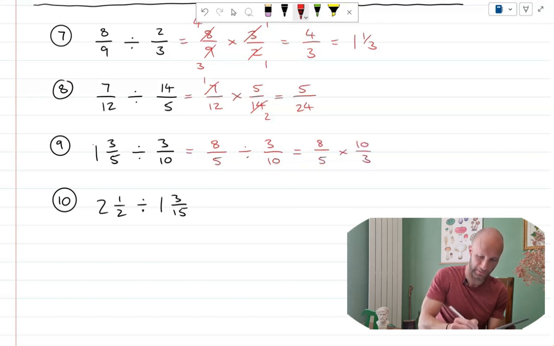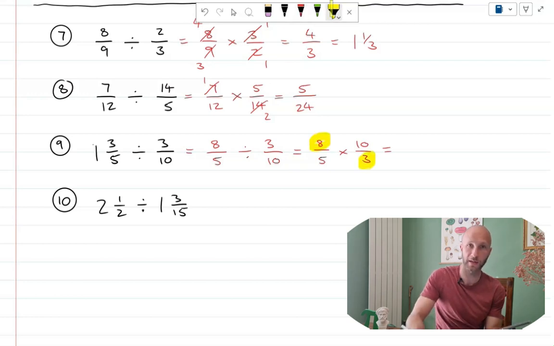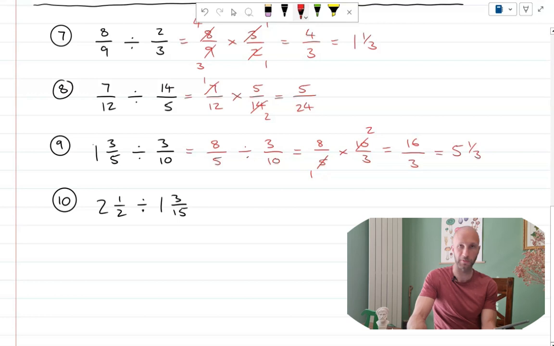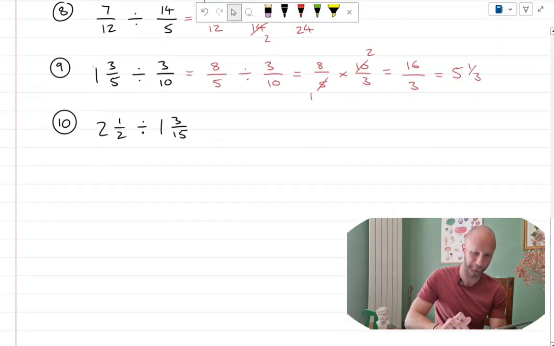So flip the second, change to times, and then common factors, 8 and 3, there aren't any, so we leave them. Common factors, 10 and 5, oops, I rubbed my 5 out again. There is a common factor of 5. 5 goes into 5 once, 5 goes into 10 twice. Top times top, 8 times 2, bottom times bottom, 1 times 3. And then always convert to a mixed number. So 3 goes into 16 5 whole times with 1 left over. Bottom doesn't change.